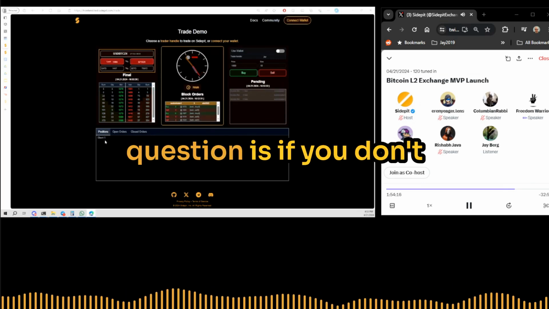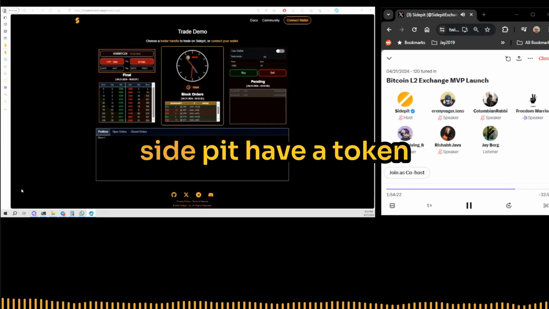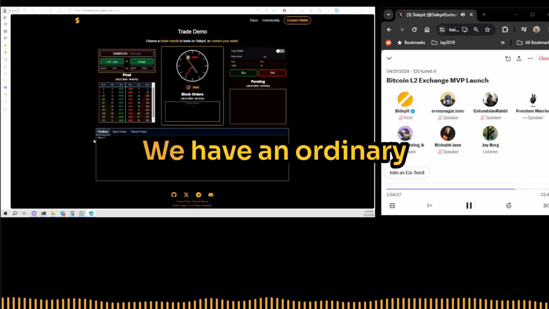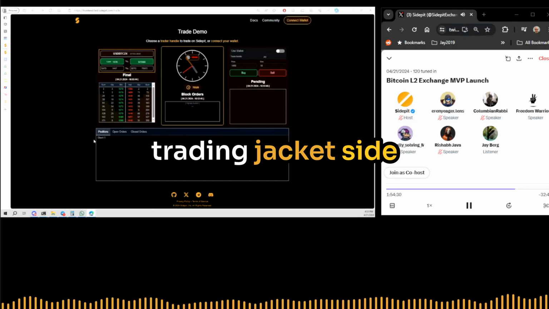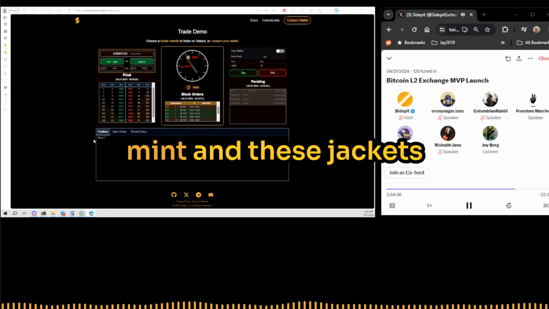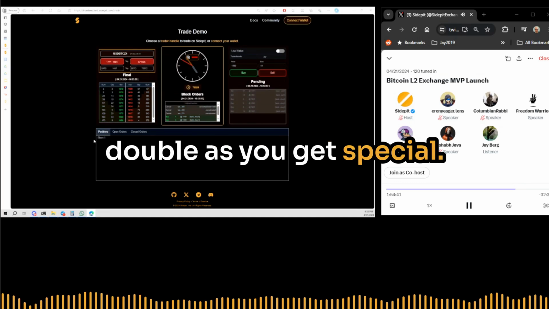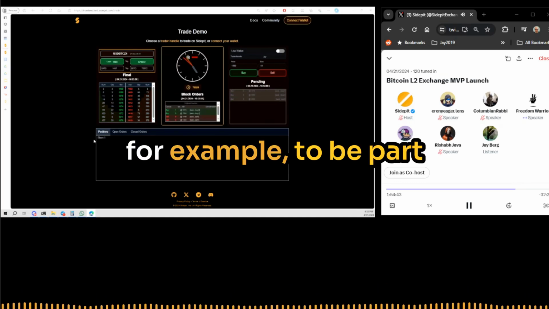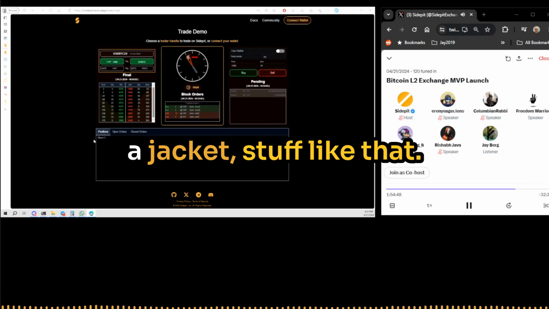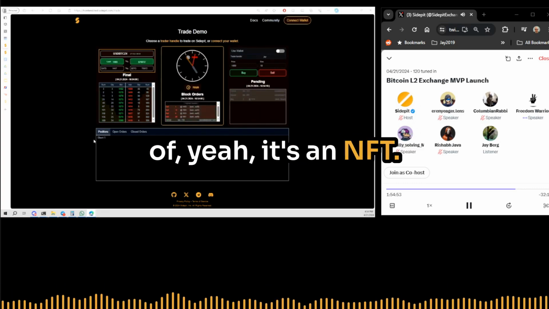So I guess another question is, if you don't mind me asking, does SciPid have a token? Right now we have Ordinal trading jackets, SciPid trading jackets. We sold the first 40, and there's another mint. And these jackets double as you get special access. In order to be part of, for example, this pool to make free money, you need a jacket, stuff like that. Okay, so it's like an NFT kind of? Yeah, it's an NFT, right?